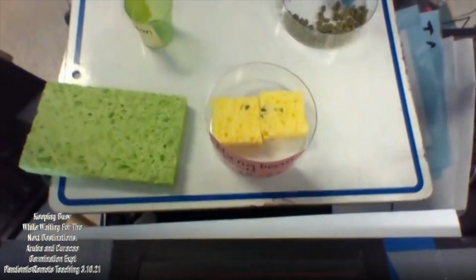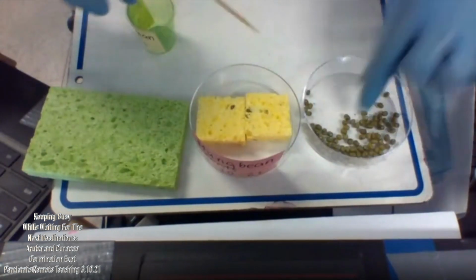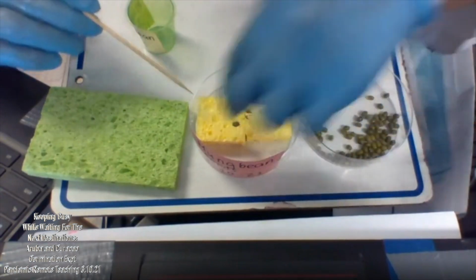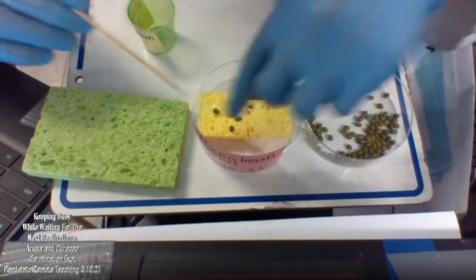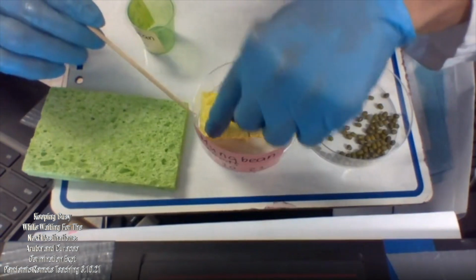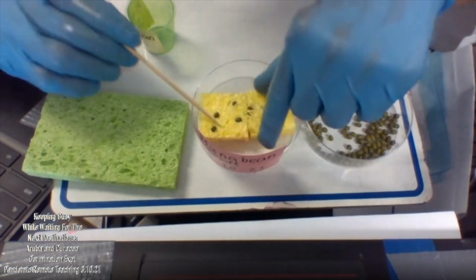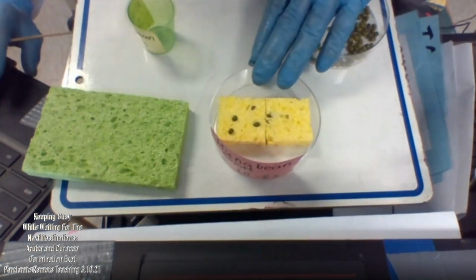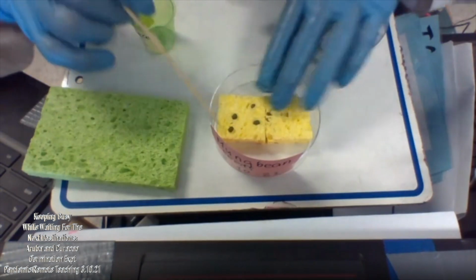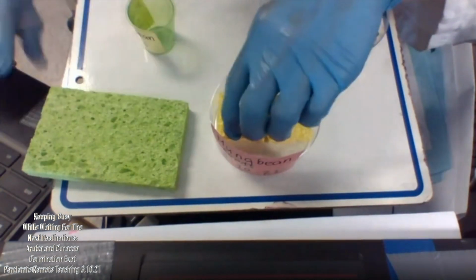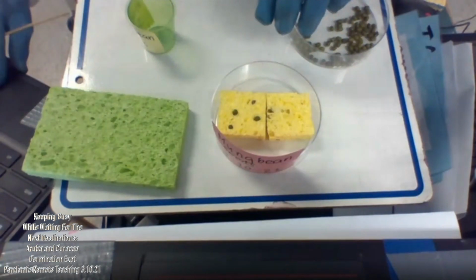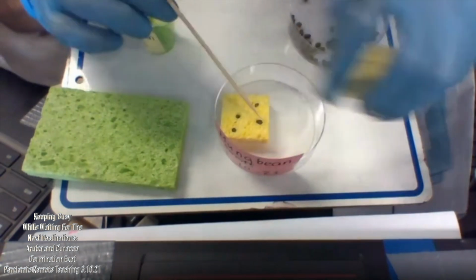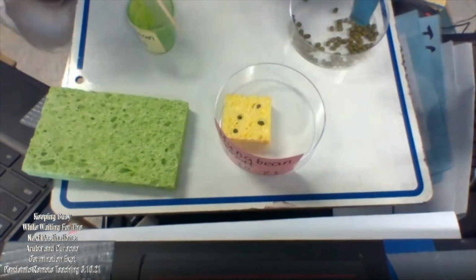So these are the seeds that I have. I need to put one, another seed, another seed. Okay, how many seeds do I have in one sponge? Type in the room. How many did I put? How many seeds do I have? I'm waiting. How many seeds here? Oh no, Abraham, three.